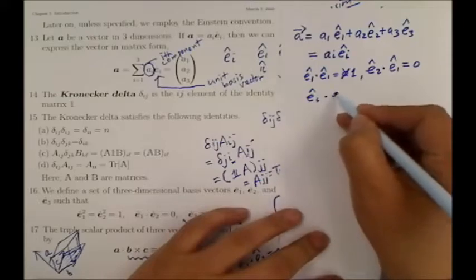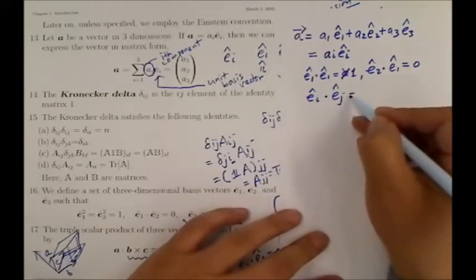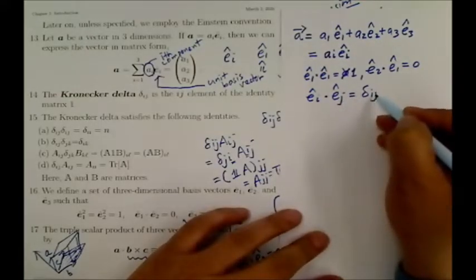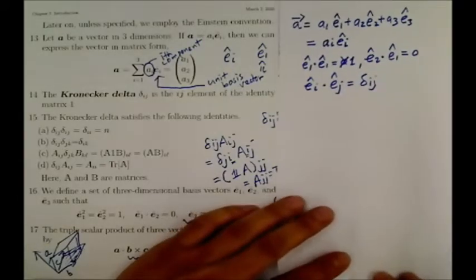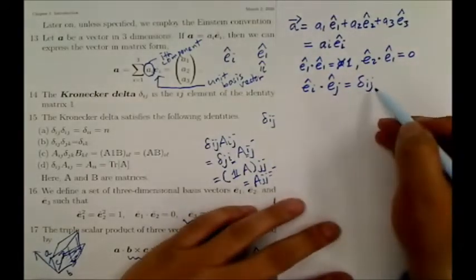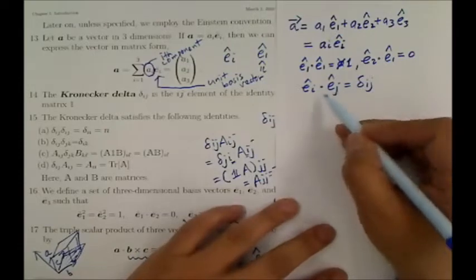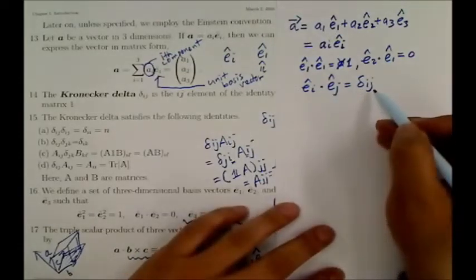E_i dot E_j equals delta_ij, the Kronecker delta. If they are the same, it is 1. If they are different, indices are different, then it is 0.